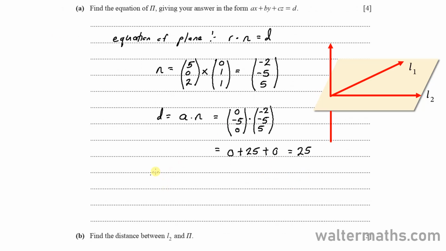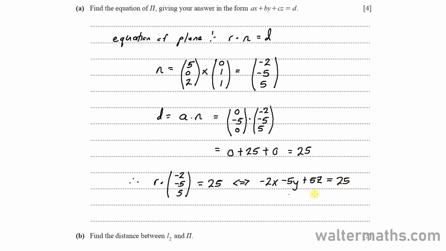So here the equation of the plane is r dot n, which we got to be minus 2, minus 5, 5, equal to d, which is 25. In the form ax plus by plus cz equals d, that will be minus 2x minus 5y plus 5z equals 25. So this is the answer right here. Let's go on to part B. On part B, find the distance between L2 and pi.